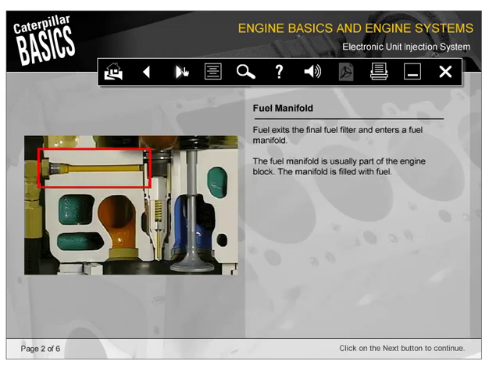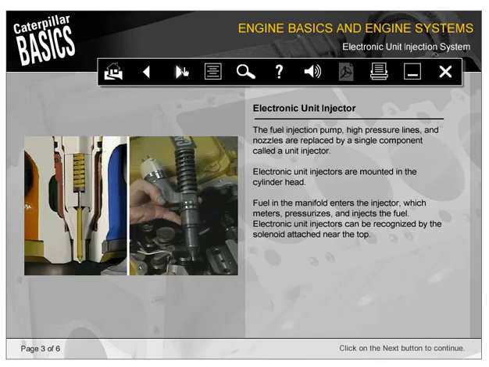Fuel exits the final fuel filter and enters a fuel manifold. The fuel manifold is usually part of the engine block. The manifold is filled with fuel. The fuel injection pump, high-pressure lines and nozzles are replaced by a single component called a unit injector. Electronic unit injectors are mounted in the cylinder head. Fuel in the manifold enters the injector, which meters, pressurizes, and injects the fuel. Electronic unit injectors can be recognized by the solenoid attached near the top.